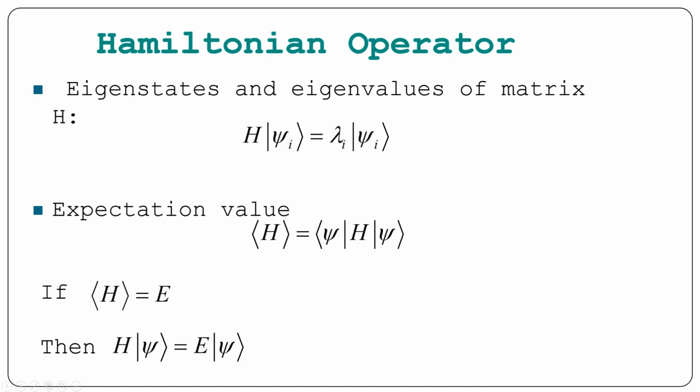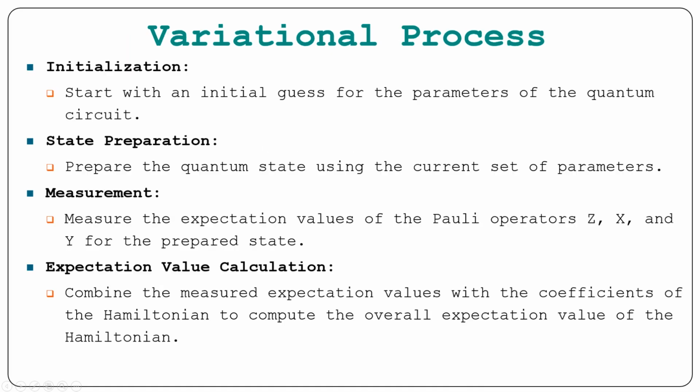The expectation value of the Hamiltonian H is equal to bra psi H ket psi. It gives the expected outcome of an energy measurement for a system in state psi. If ket psi is an eigenstate of the Hamiltonian H with eigenvalue E, then H ket psi is equal to E ket psi. So in this case, the expectation value is equal to the eigenvalue E.